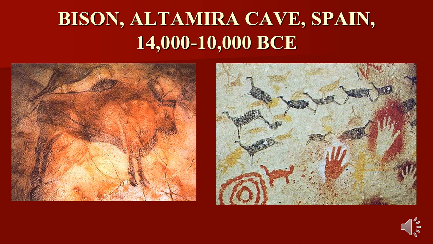I was here. And you can see that with these hand paintings that were done either by stenciling around the hand with an airbrush technique to create the hand as a negative space, and you can see the red ochre around it, or again, outlining the hand and then filling it in with the red ochre.